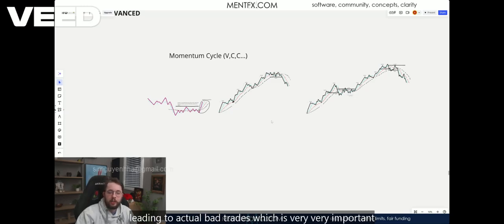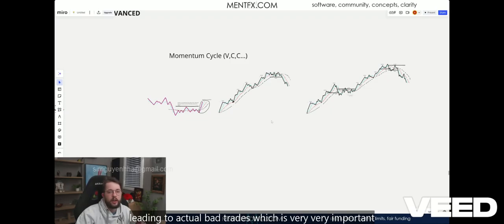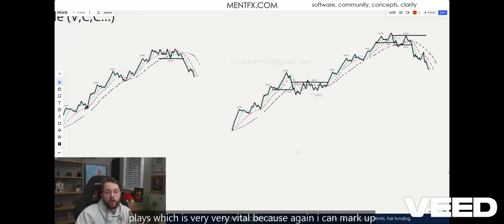because it doesn't necessarily mean that wrongful analysis is leading to actual bad trades, which is very, very important, because analysis does not equal profitability in any way. It's about how you actually execute on the analysis as it plays, which is very, very vital because, again, I can mark up and label thousands of markets every single day if I want to. I can label hundreds of markets, hundreds of labels, and the labels could all turn out to be wrong. The market could do something completely different, and I could still lose zero money or, in some instances, even make a little bit of money.